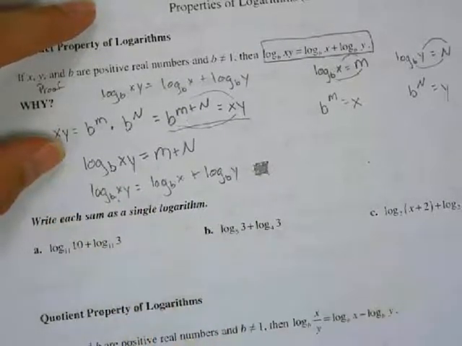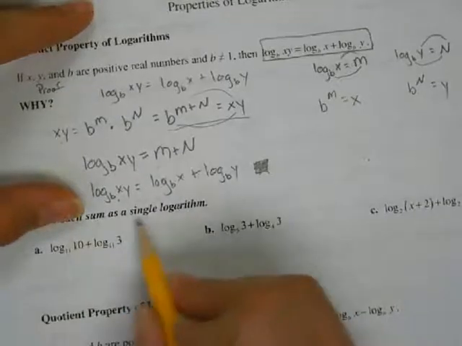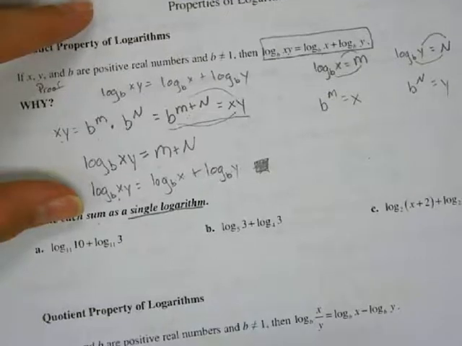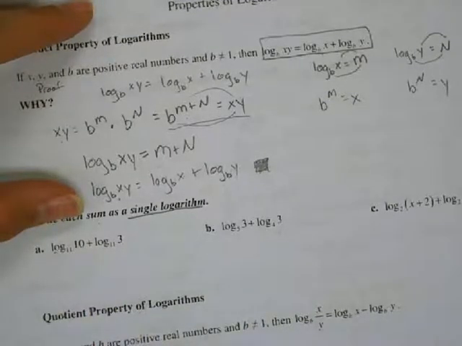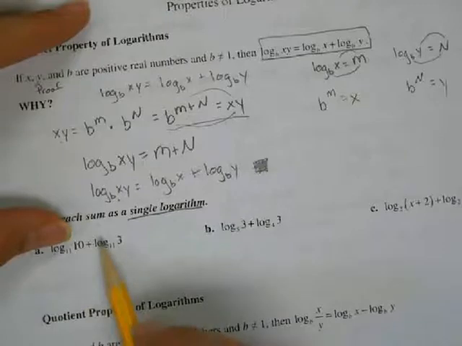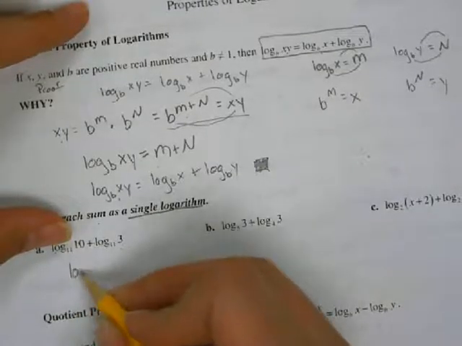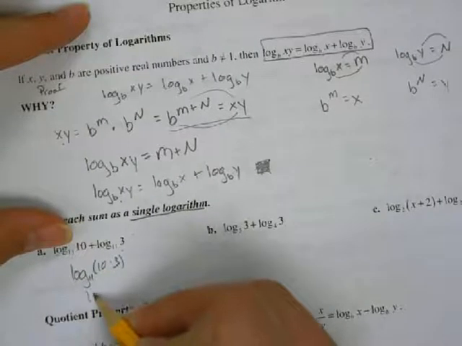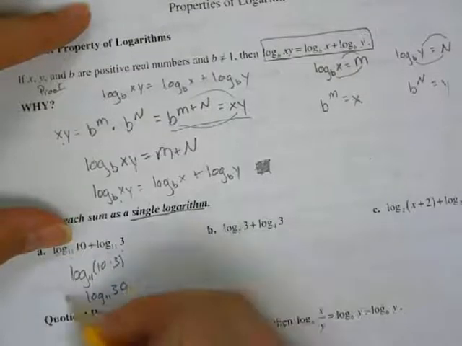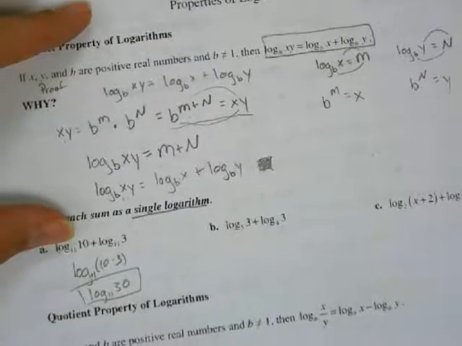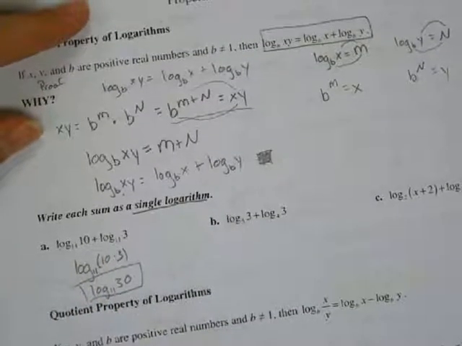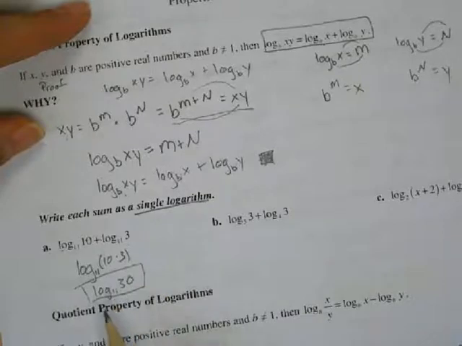Okay, so they want me to write each sum as a single logarithm. Single literally means I want one logarithm left in this. I've got two right now, log and log. Okay, so log base 11 of 10 plus log base 11 of 3. My bases match, which means I just multiply those arguments. So log base 11 of 10 times 3, which is just log base 11 of 30. And it's as simple as that. Okay, when I add two logarithms to simplify, I multiply their arguments. And I write it. Now I have one log, a single logarithm.